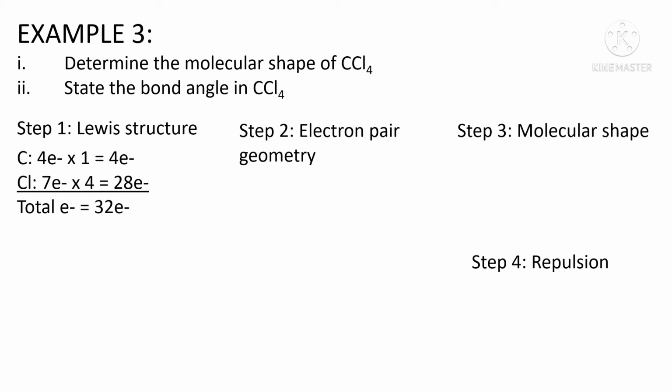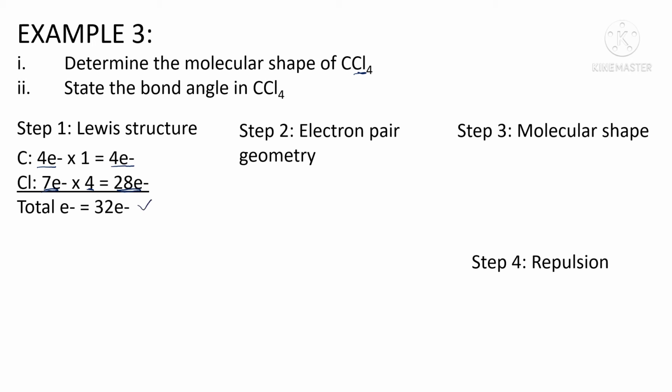Step number 1, we need to draw the Lewis structure for CCl4. To draw the Lewis structure, first we need to determine the total number of valence electrons in CCl4. In CCl4, involve carbon, one carbon having valence electrons 4, therefore 4 electrons from carbon. Chlorine, 7 valence electrons. There are 4 chlorine involved, multiplied by 4 to give 28 electrons, and therefore total valence electrons involved is 32 electrons.